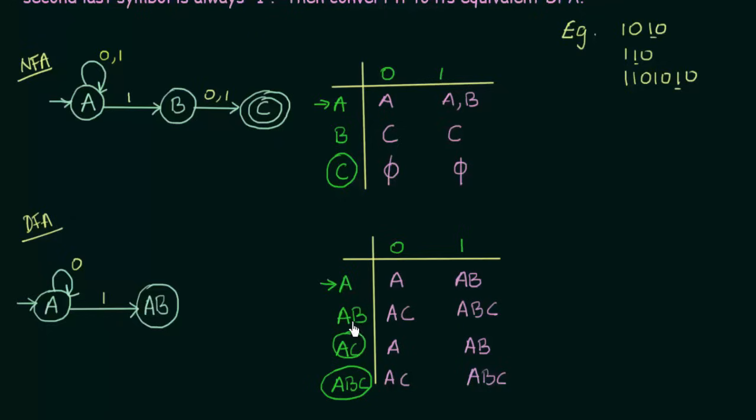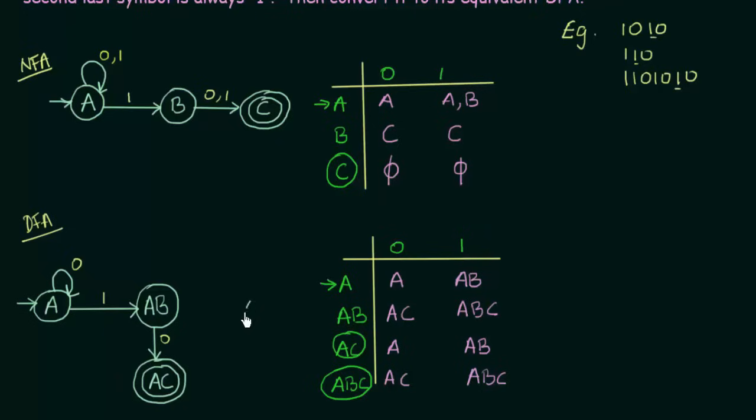Now let's come to AB. AB on getting input 0, where does it go? It goes to state AC. So let me make state AC over here, and let us remember that AC is a final state, so I have to put 2 circles around this AC. AB goes to AC on getting input 0. Now AB on getting input 1, where does it go? It goes to state ABC.